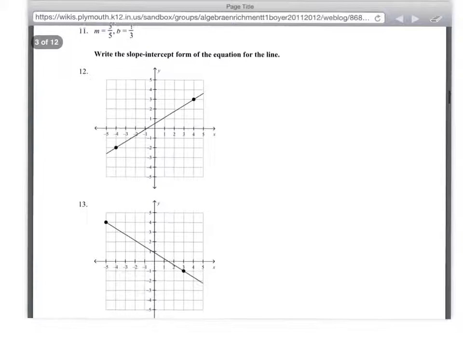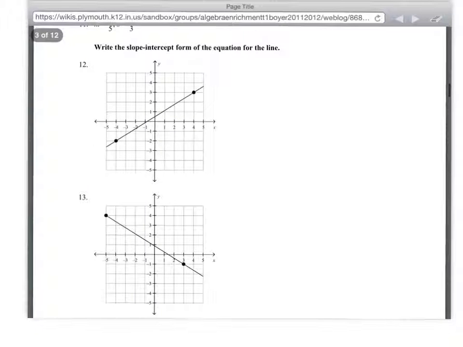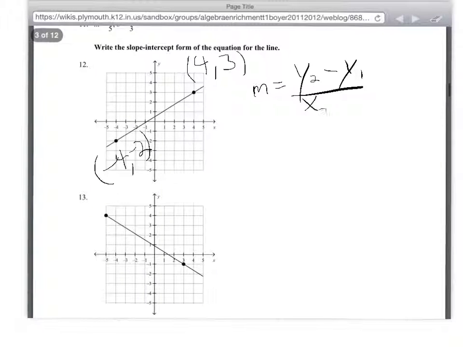Okay, so the next problem I want to do for you: find the slope-intercept form of the equation of the line. Now, this one can be kind of complicated, but I just find the slope first, by labeling the points. So this is (4, 3), and this is (-4, -2). The slope is just y2 minus y1 over x2 minus x1, and I'll call this x1, y1, and this x2, y2.